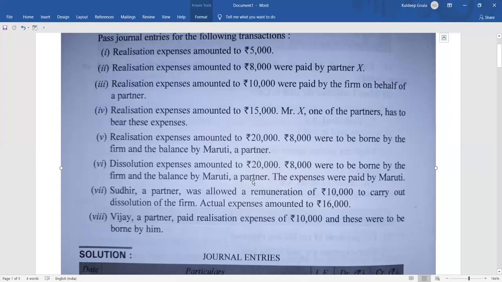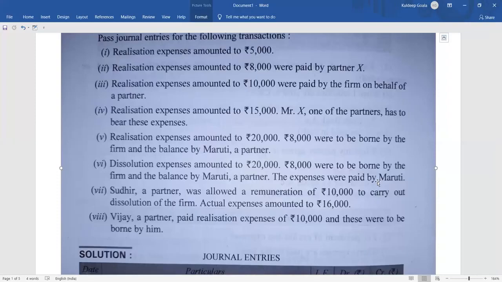And this remaining 12,000, which Maruti, a partner, was supposed to pay, so if Maruti is paying his own expenses, there will be no entry for that, because if he pays the expenses, it is his personal account, his own personal expenses. We are not going to see that. He was supposed to bear it, he bore it. So no entry is required. There's no entry required for that to be given in the business.